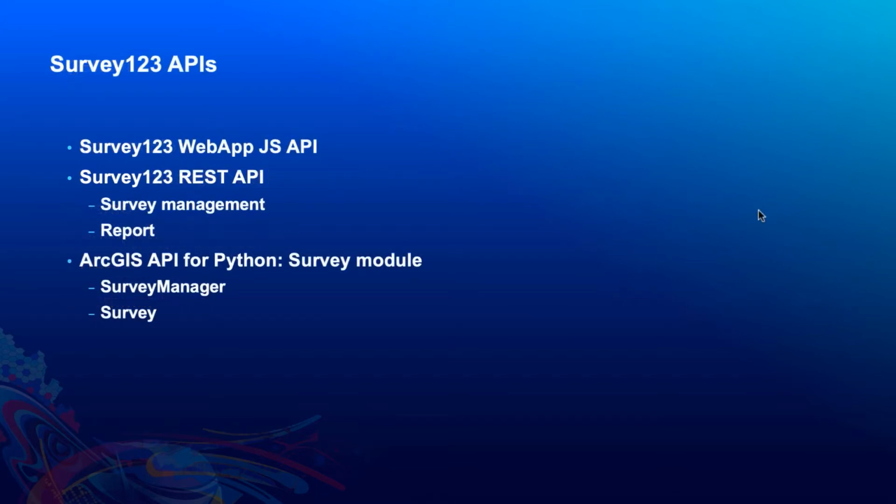First, let's take a look at the different types of Survey123 APIs you can use. Survey123 has different APIs for developers to use for different scenarios and programming languages, including the JS API, REST API, and Python API. You can use the JS API to embed a survey into your web app and customize its style. You can even interact with the embedded survey by listening to events, including when a form is loaded, when a form is submitted, or when a question value changed.